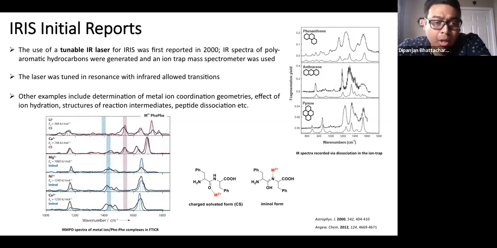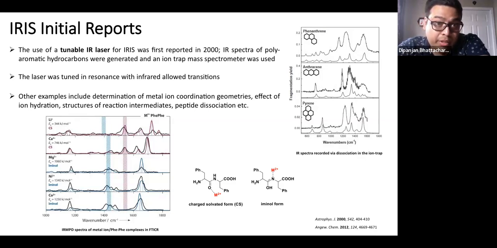I took one representative example from the literature where they're studying dipeptide coordination with different metal ions. They chose phenylalanyl phenylalanine as an example. Two different types of coordination are possible. One where the carbonyl can directly coordinate with the metal ion, called the charge solvated form. And the other is the iminol form, where the amide tautomerizes to the iminol, and then it gets coordinated with the metal through nitrogen.